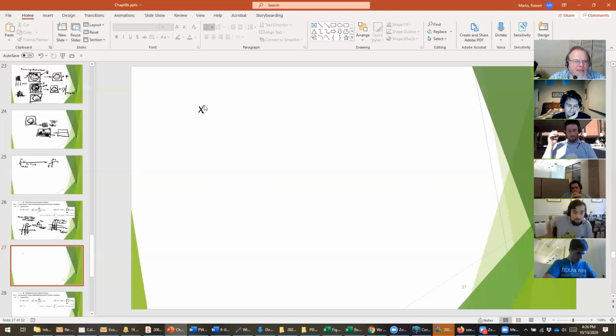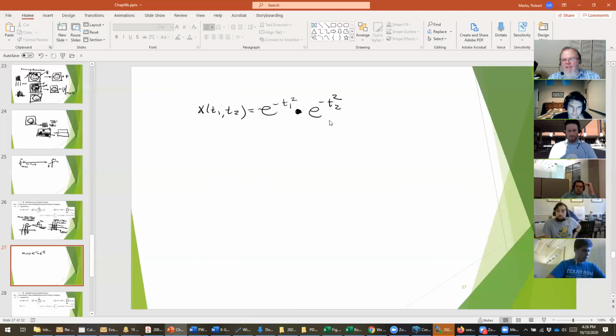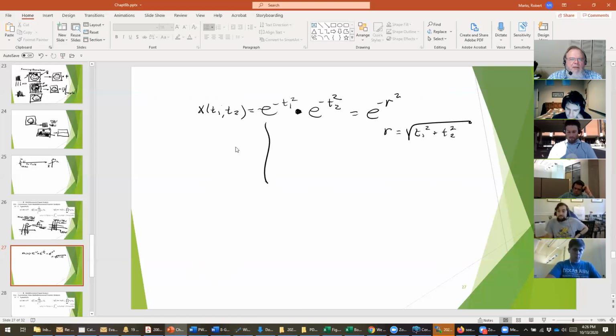Consider, for example, the function x of t1, t2. This is going to be a separable function, equal to e to the minus t1 squared times e to the minus t2 squared. This is a very nice separable function, correct? But notice this is the same thing as a function of e to the minus r squared, where r is the polar coordinate, right? On the t1, t2 plane.